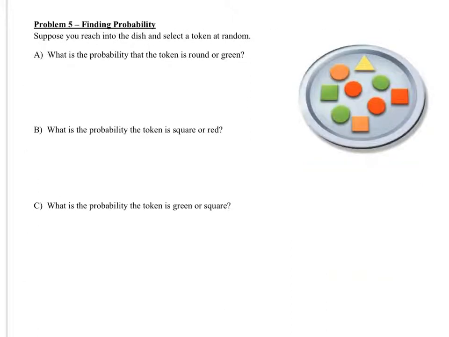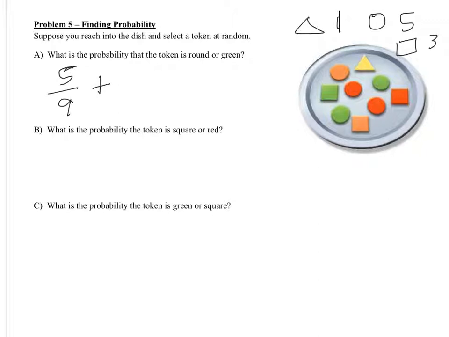Suppose you reach into a dish and select a token at random. So before I do this, I'm going to count up the totals. Now, I just did the shapes first. So what's the probability that the token is round or green? So first I'm going to look at the probability it's round. So I have 1, 2, 3, 4, 5. There's 5 rounds. There's a total of 9 here. So I would have 5 over 9. That's round.